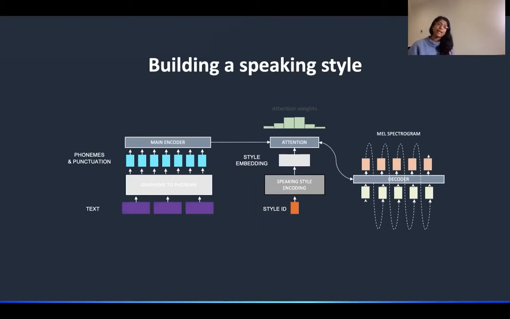And we provide an additional label to all of these recordings to help the model differentiate between the neutral and the newscaster style. And once we have trained such a model, during inference, during synthesis, we pass this additional information of the speaking style along with the attention to enable the decoder to synthesize speech in that particular style.